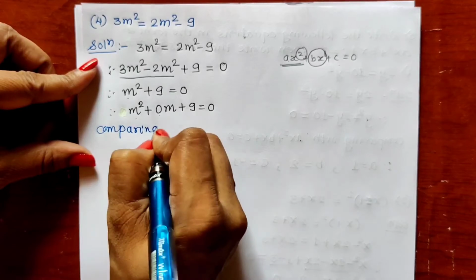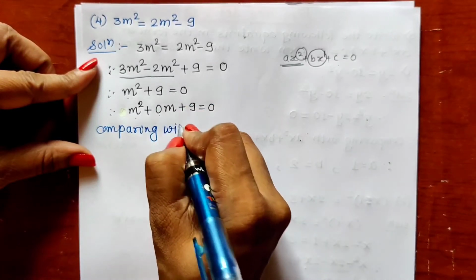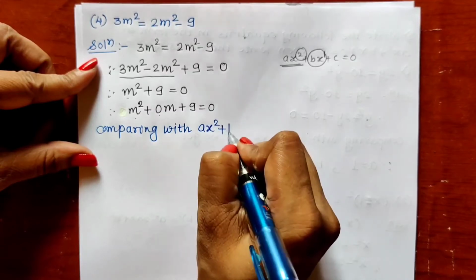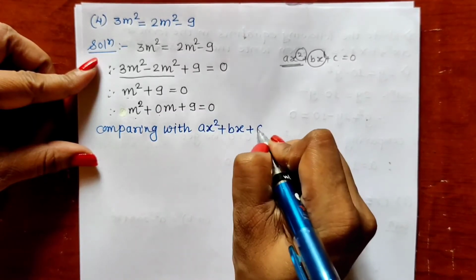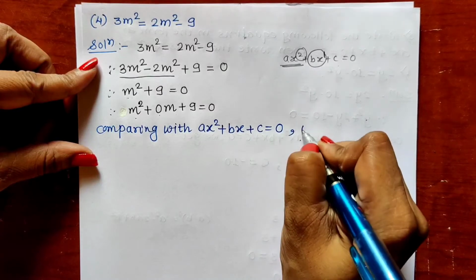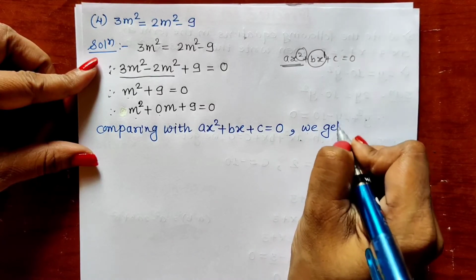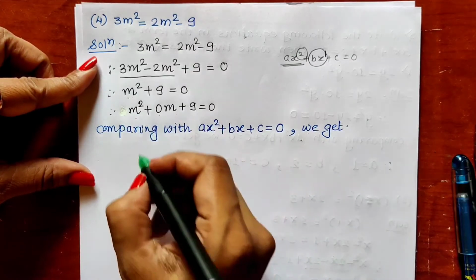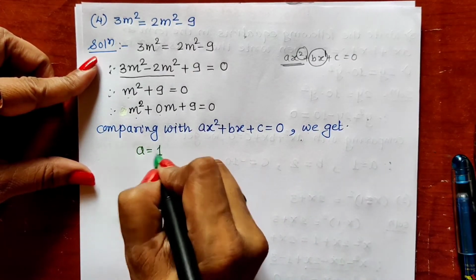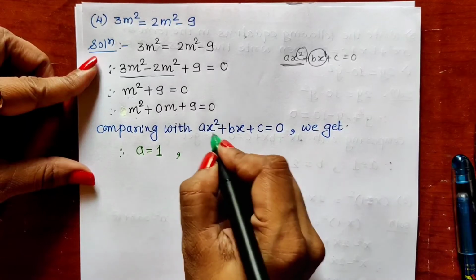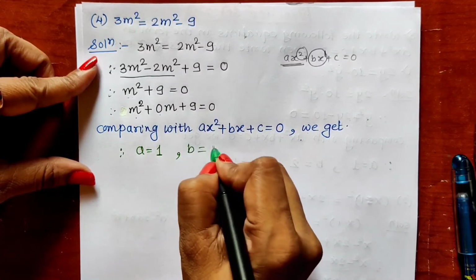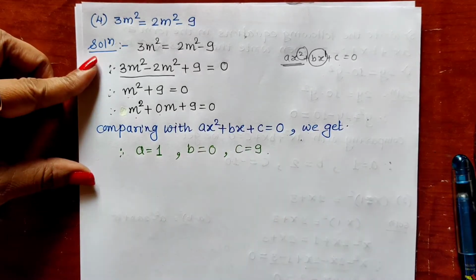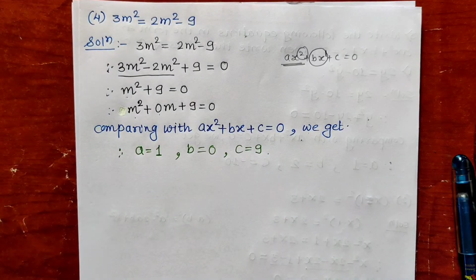Comparing with ax square plus bx plus c is equal to 0, we get the values of a, b and c. A, nothing is there, means 1 is there. B is 0 and c is equal to 9.